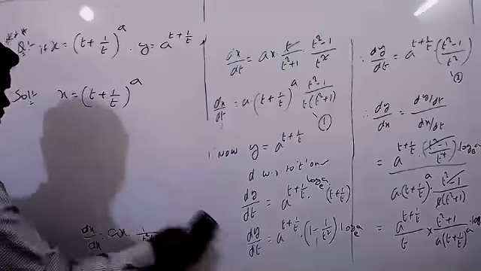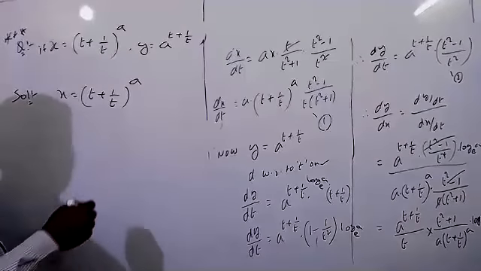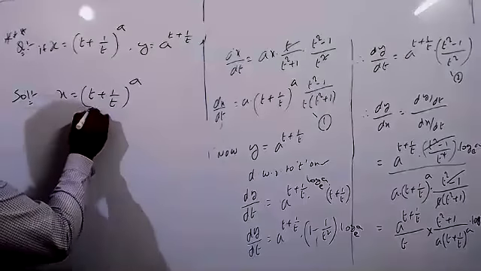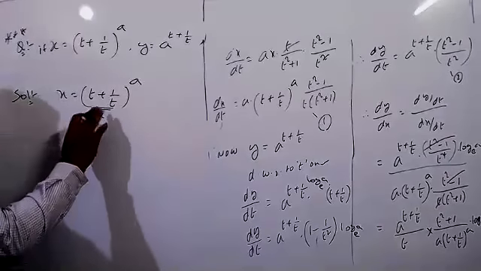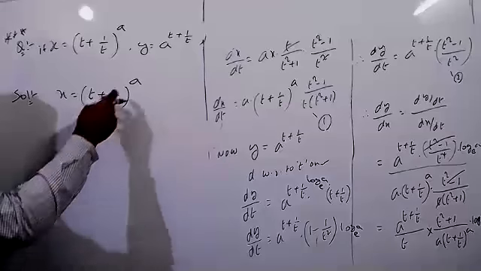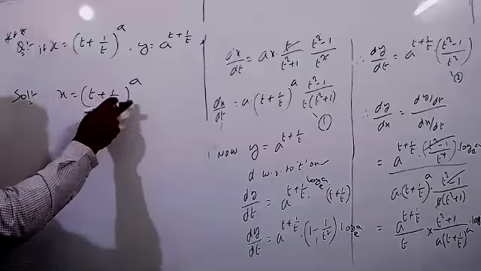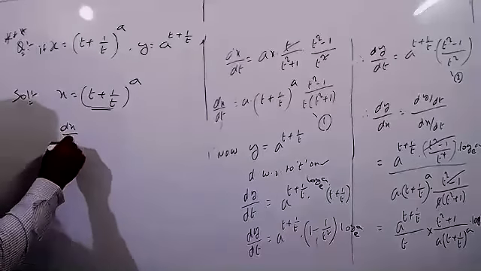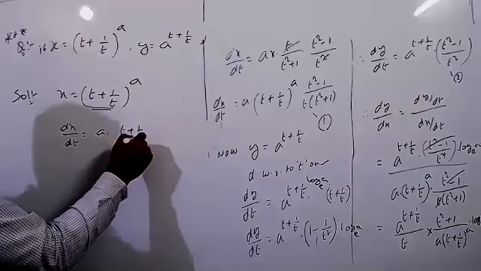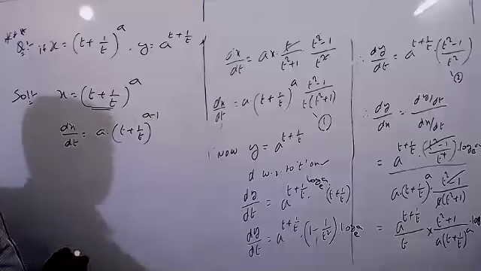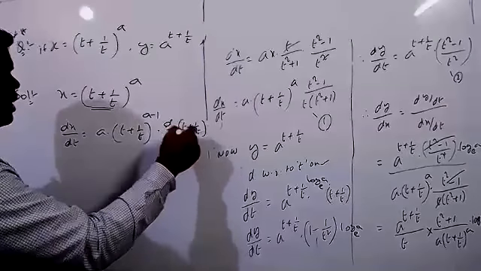Once, listen to me, all of you. We are taking this condition now. First you can write this condition: x power a, otherwise you can write t plus 1 by t whole power a, but in the form of x power n now. Differentiate with respect to t on both sides. This is what you get: dx by dt equal to a into (t plus 1 by t) whole power a minus 1 into d by dt of t plus 1 by t.